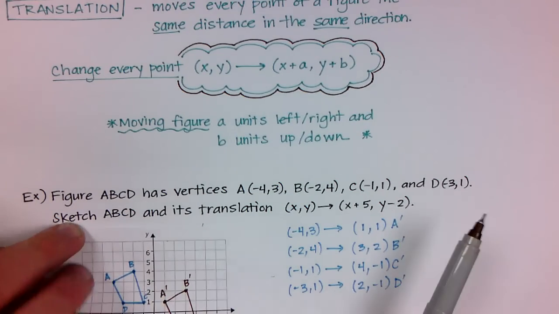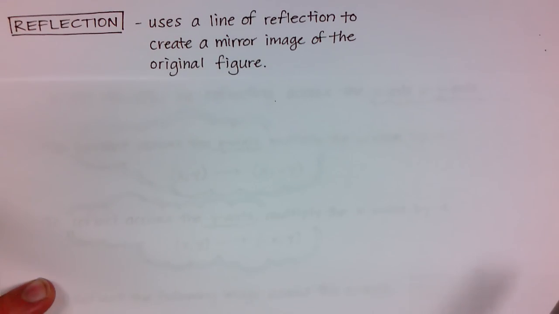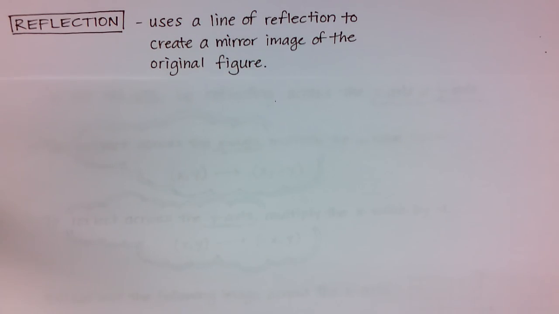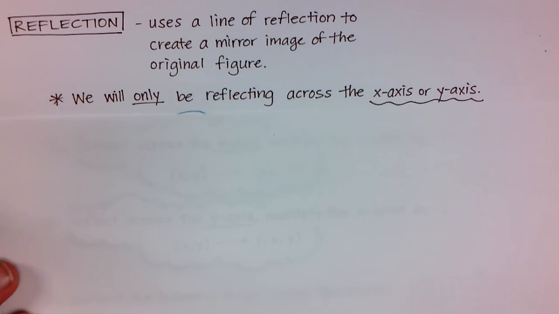Okay, let's move on to the second type of transformation. It's a reflection. And let's just remember that a reflection uses some line of reflection to create a mirror image of the original figure. So we're not simply just moving the image, but we're reflecting it. And in this book, we're only going to be reflecting across either the x-axis or the y-axis. So that's always going to be kind of where our mirror is.